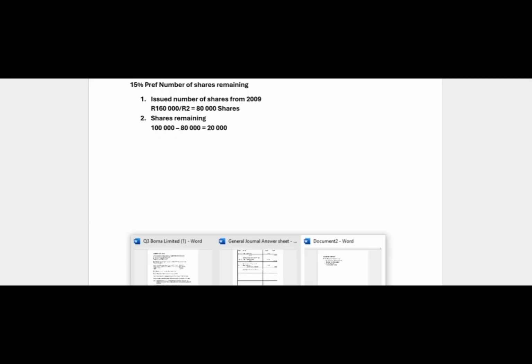So now we have the remaining number of shares, which is 20,000. That is what we are allocating to the public. That is what we are going to allocate to the people who have applied for this share. So when we offer, we are going to debit application and allotment, and we credit share capital.